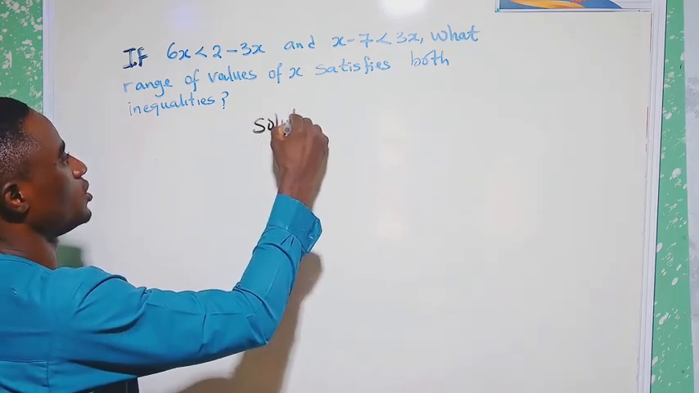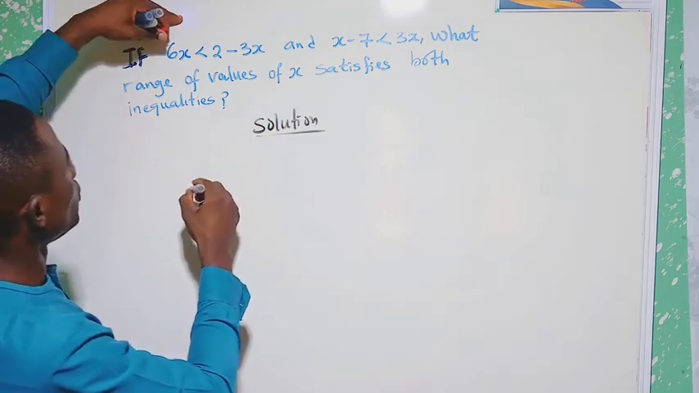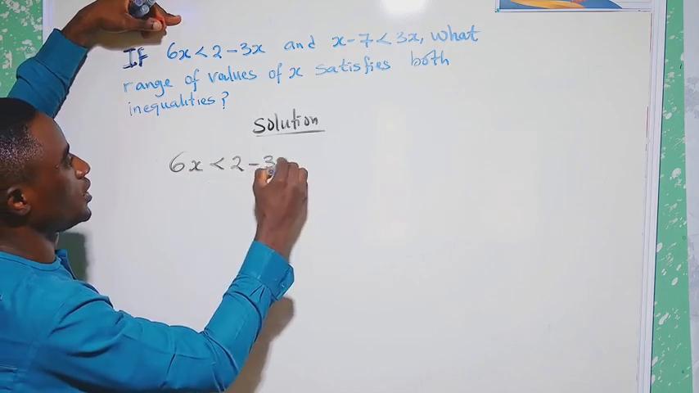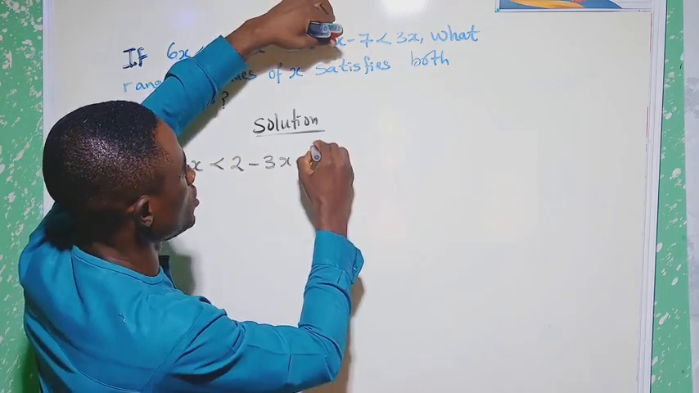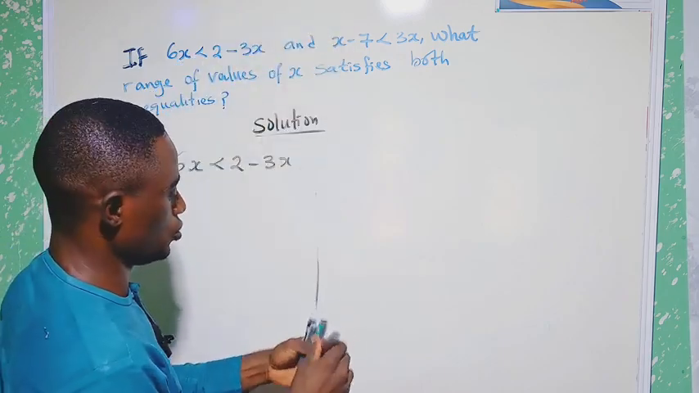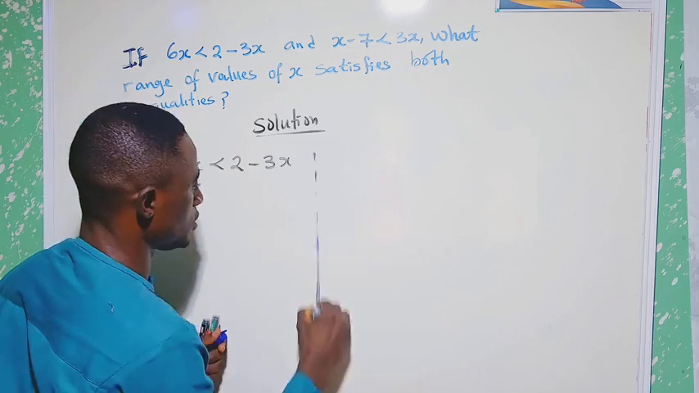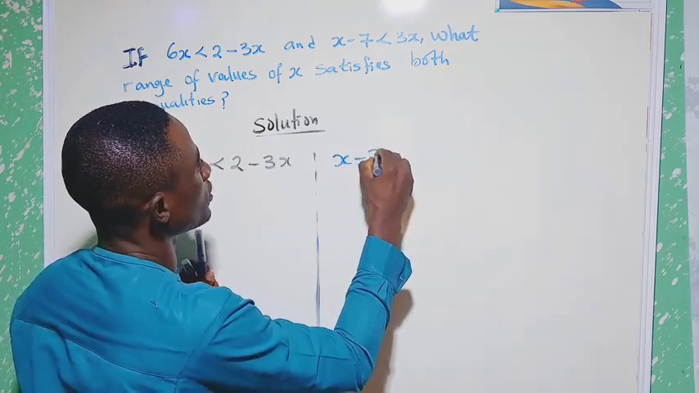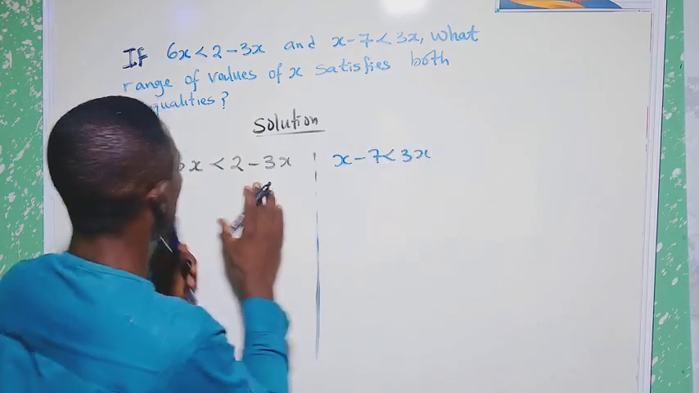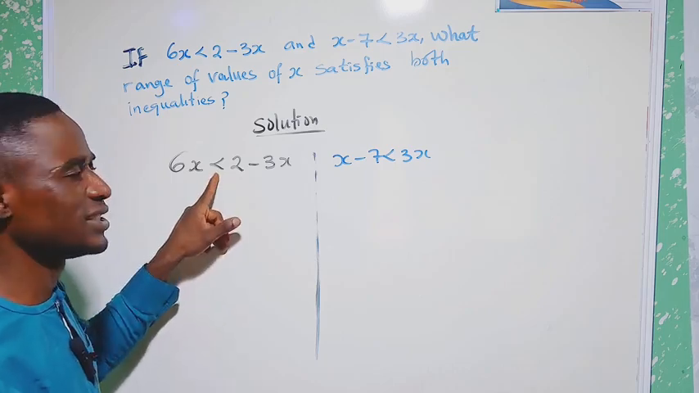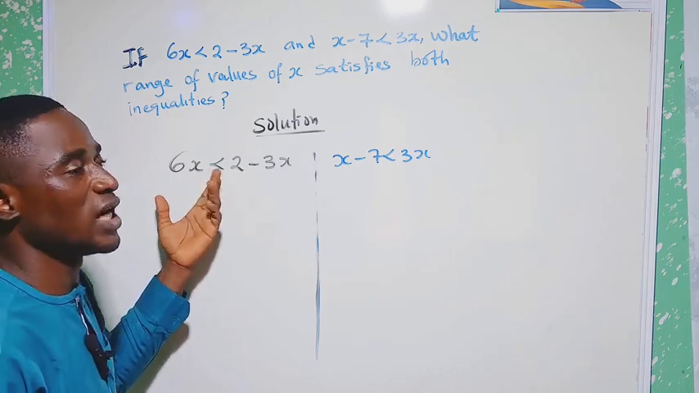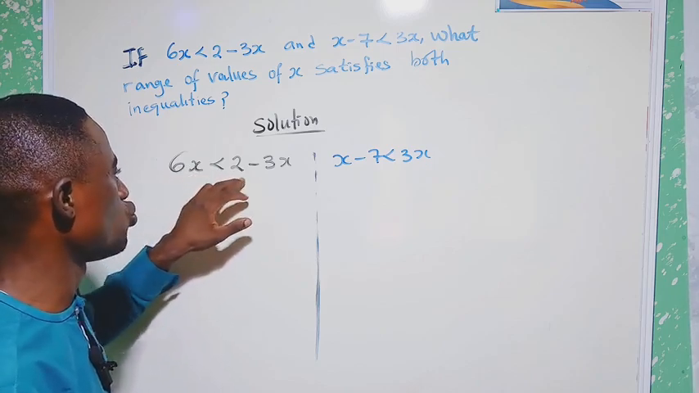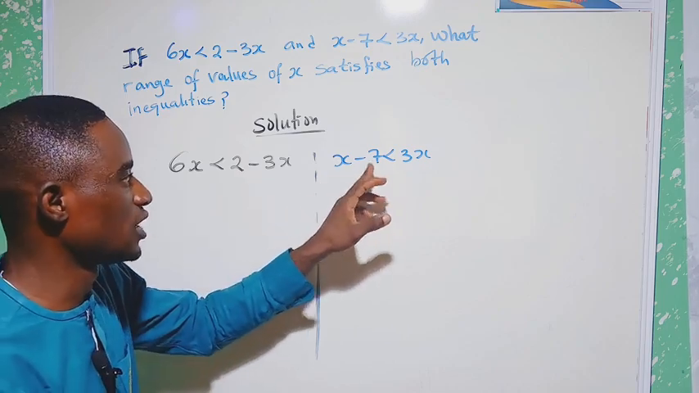So we have the solution. Let's write the first inequality, 6x less than 2 minus 3x. Then we have the second inequality, x minus 7 less than 3x. When we see the inequality sign, we deal with it as if we are dealing with an equal sign, as if we are dealing with 6x equals 2 minus 3x, then x minus 7 equals 3x.